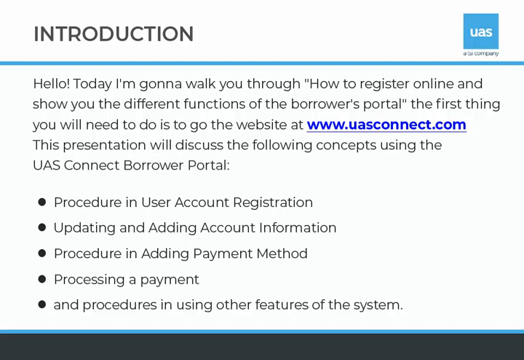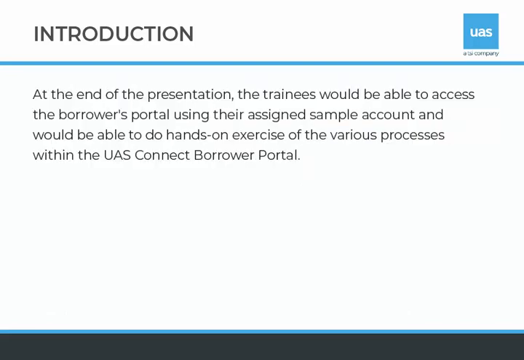This presentation will discuss the following concepts using the UAS Connect borrower portal: procedure in user account registration, updating and adding account information, procedure in adding payment method, processing a payment, and procedures in using other features of the system. At the end of the presentation, the trainees would be able to access the borrower's portal using their assigned sample account and would be able to do hands-on exercise of the various processes within the UAS Connect borrower portal.